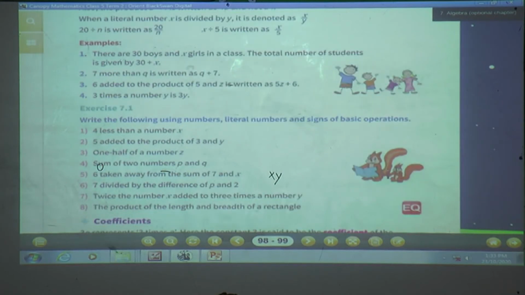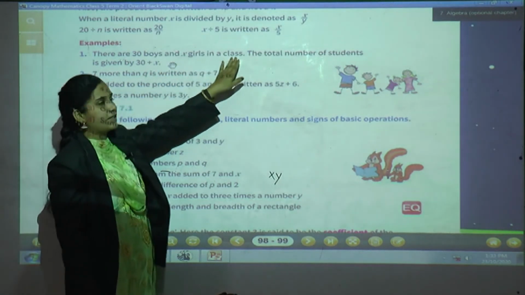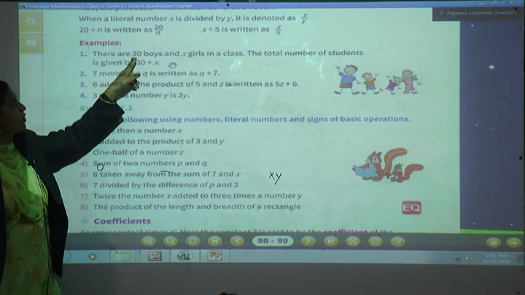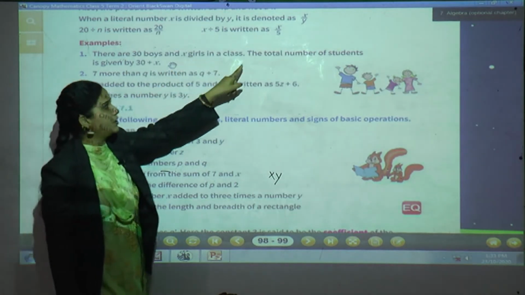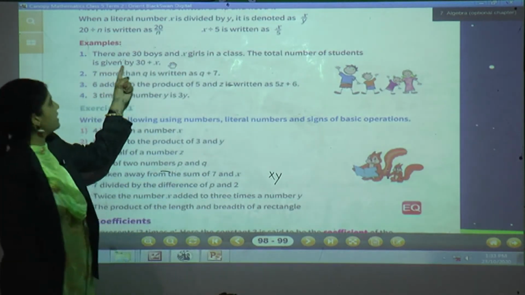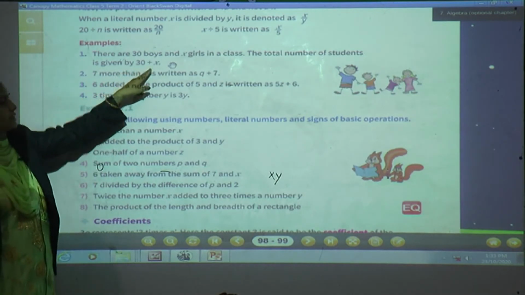See here, they have given us an example. There are 30 boys and x girls in a class. They have given the number of boys and a letter for girls. The total number of students is given by 30 plus x.